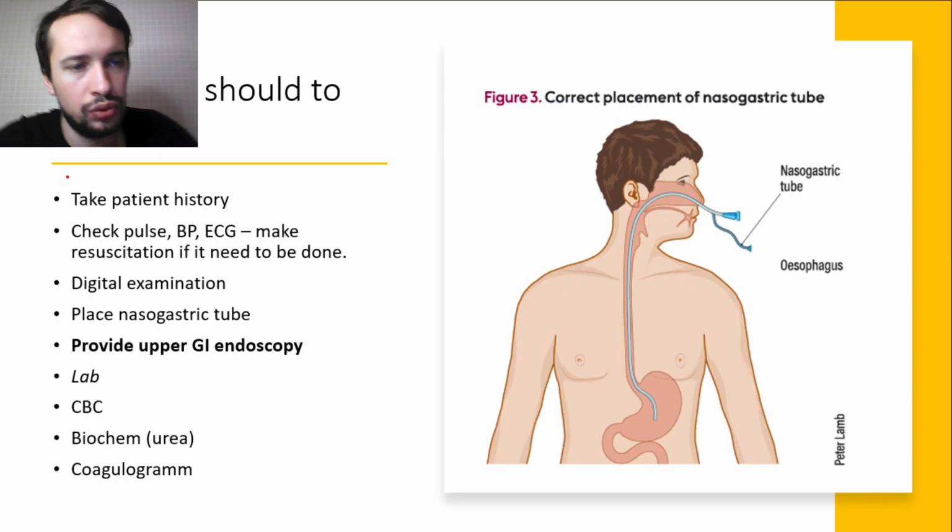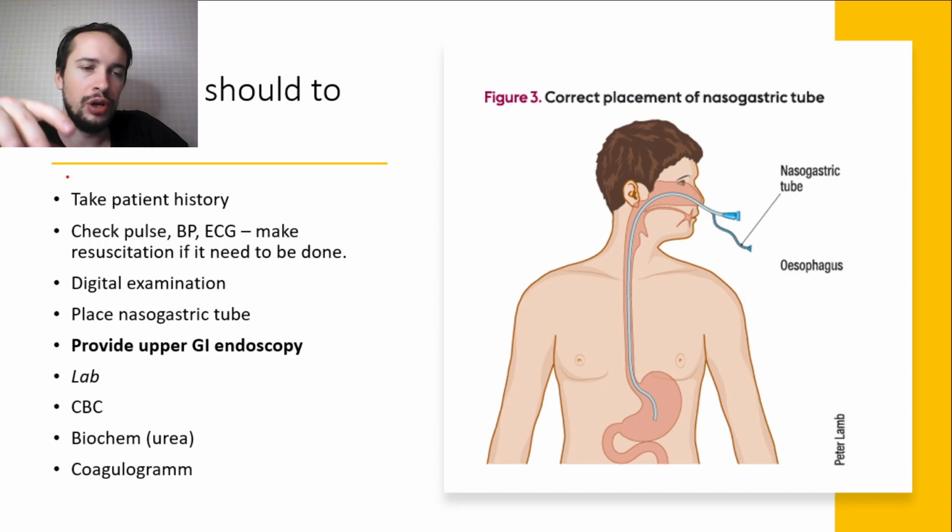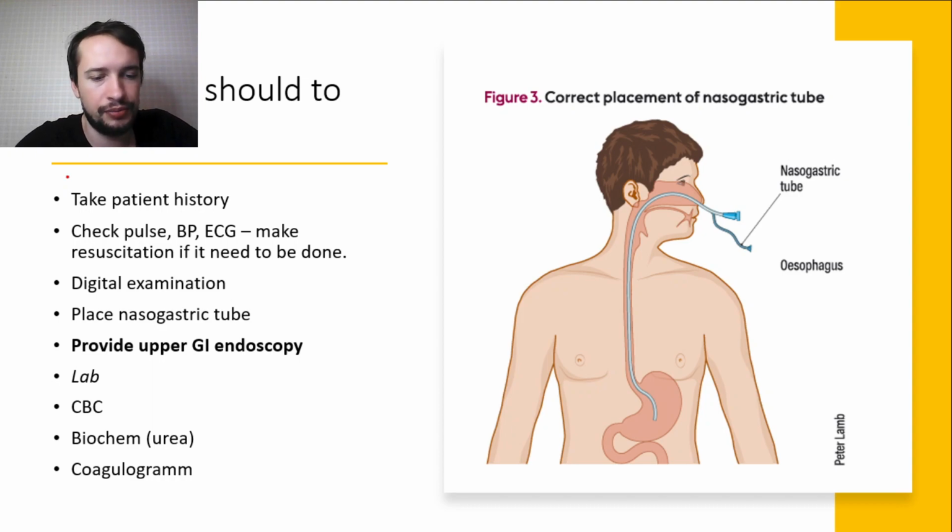What should you do when we talk about a patient in the emergency department? First of all, you take a patient history, check pulse, breathing, electrocardiogram, make resuscitation if it needs to be done, digital examination, nasogastric tube, provide upper gastrointestinal endoscopy, laboratory analysis: CBC, biochem, and coagulogram. There you see another gastrointestinal intubation.